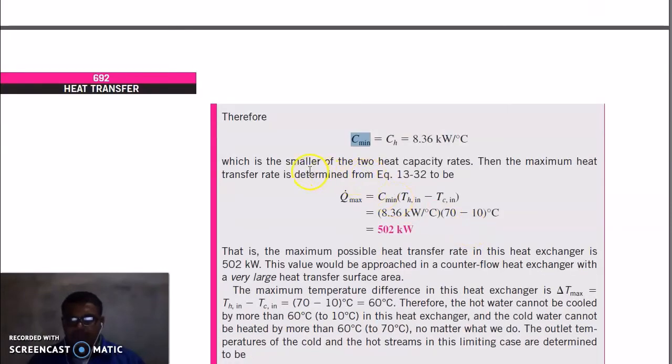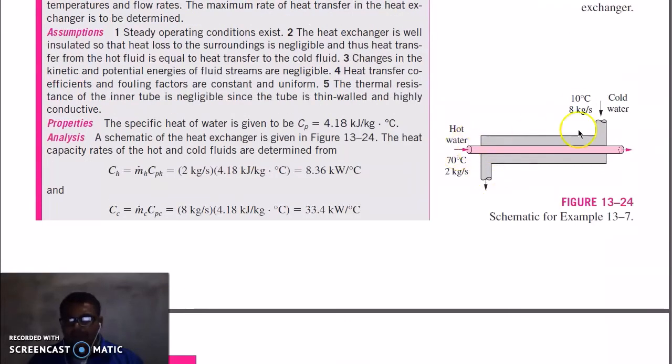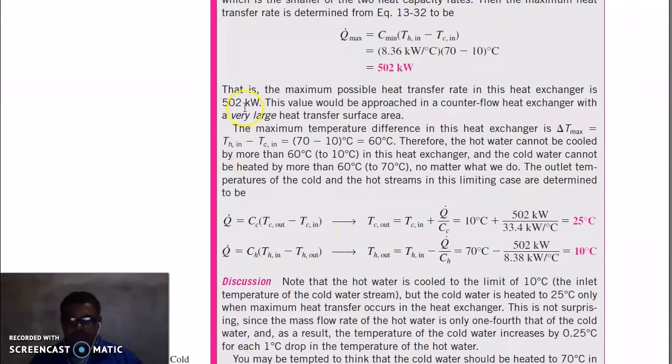For this we will take the smaller of the two heat capacity rates, and the maximum heat transfer rate is determined as C minimum times T hot in minus T cold in. Now in this case, hot inlet is 70, cold inlet is 10, which gives 502 kilowatt. That is, the maximum possible heat transfer rate in this heat exchanger is 502 kilowatt.